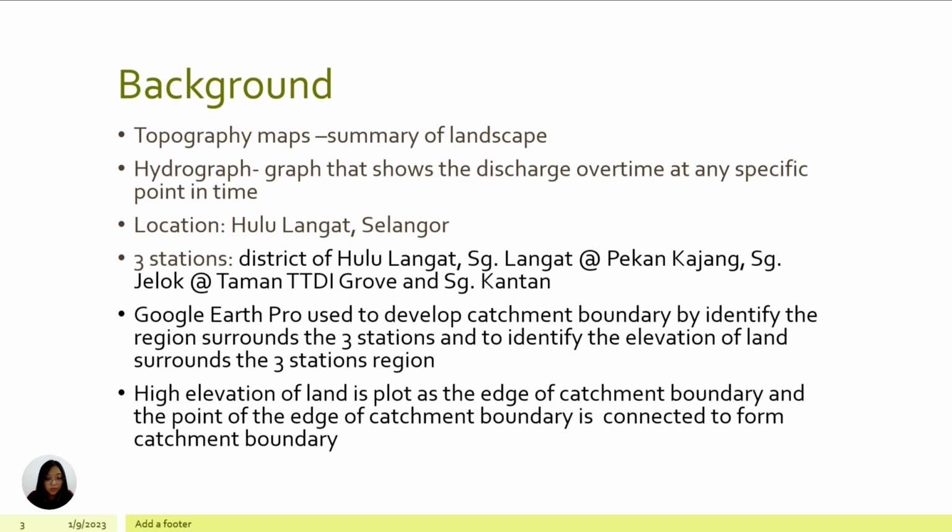Google Earth Pro is used to develop the catchment boundary by identifying the region that surrounds the 3 stations and the elevations of the land surrounding the 3 station region. High elevations of land are plotted as the edge of the catchment boundary, and the points on the edge are connected to form the catchment boundary.